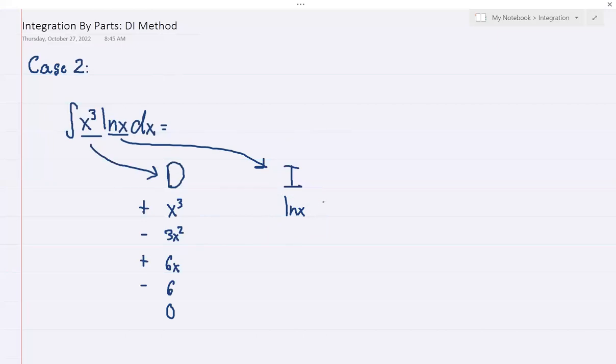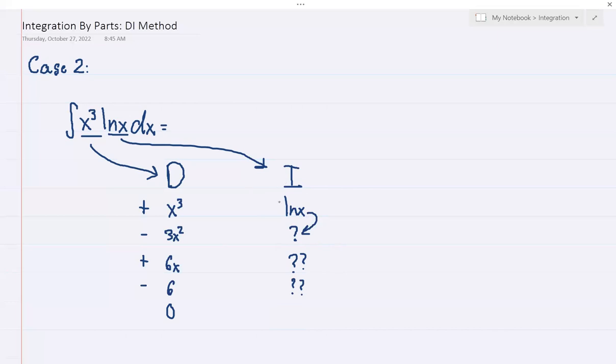So you're going to integrate your ln of x by applying integration by parts. And you can use the DI method for your ln of x, to be specific. However, after you get the integral, you're going to put the integral for ln of x here. What more if there would be more rows to fill up? So meaning, getting the integral of ln of x is more complicated than getting the integral of x cubed.